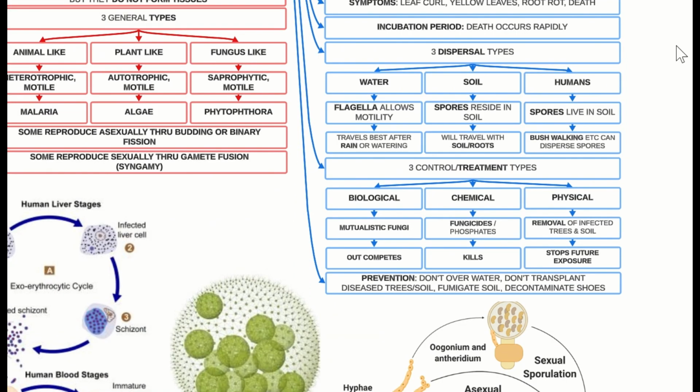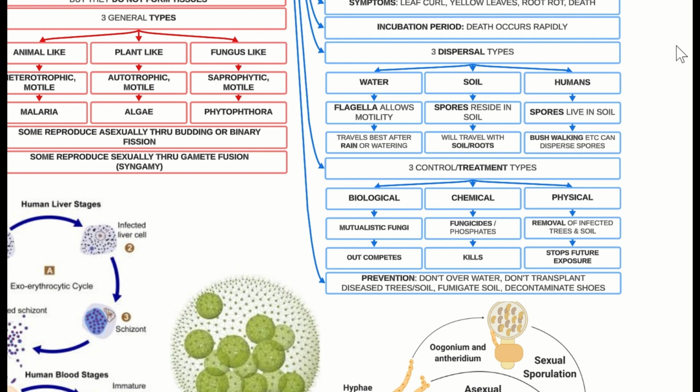There are 3 types of dispersion: water, soil, and humans. In water, the pathogen uses its flagella to swim. It travels best after rain or after heavy watering. Spores reside in the soil and will travel with the roots of soil when moved. Humans like to go bushwalking, and when they do, they can pick up the spores from the soil and transport them. And then there are 3 treatments.